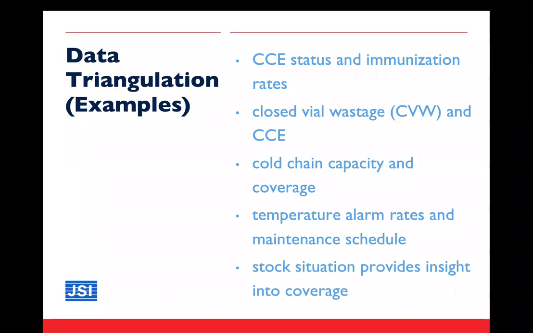Another one we can look at is comparing data on closed vial wastage and cold chain equipment. If we see higher levels of closed vial wastage, we could compare it to our cold chain equipment status and see what portion of closed vial wastage might be due to cold chain equipment malfunction, or if it's due to other reasons, such as expiry. Different causes of closed vial wastage will give us different actions to take to address the problem.